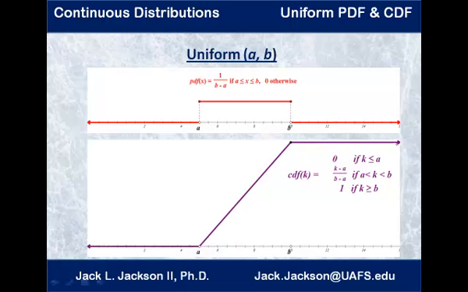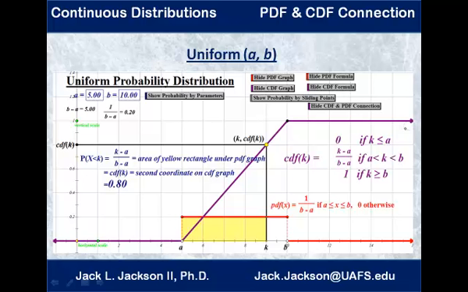And you can see the formulas. Now, once again, how do the PDF and CDF connect to each other? Well, if we want to find a probability, we find it as an area under the PDF, that's the red curve, or as a y value on the CDF, that's the purple one.